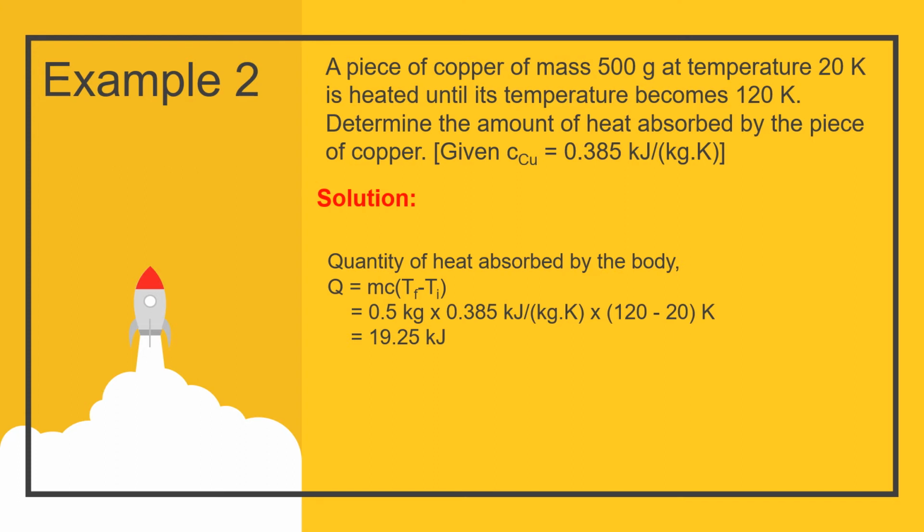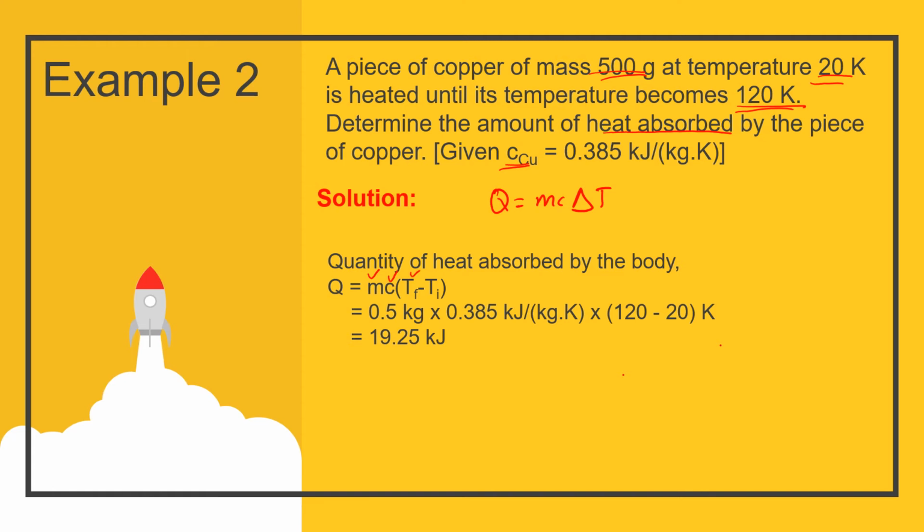Okay, so dia bagi kat sini, a piece of copper of mass, dia dah bagi mass at a temperature 20 Kelvin is heated until its temperature become 120. So, determine the amount of heat absorbed. So, dia nak Q by the piece of copper. So, dia bagi kat sini C kecil. C kecil adalah specific heat. Jadi, you masukkan je lah. Kan Q is equal to MC delta T kan. So, masukkan kat sini. So, kita dah ada nilai M, kita ada nilai C. So, nilai T pun kita ada.